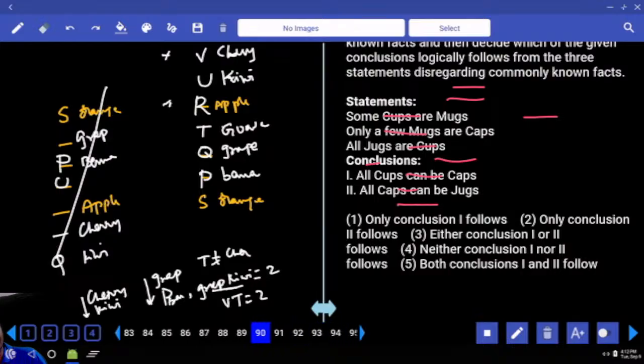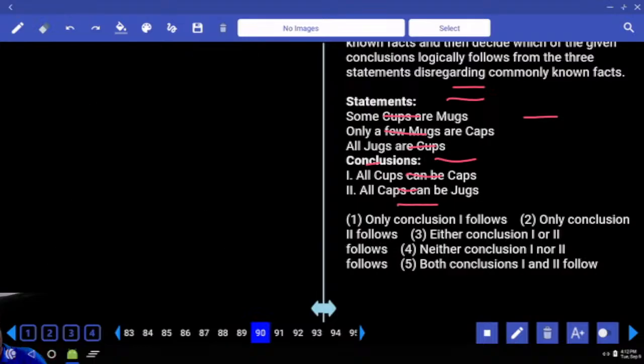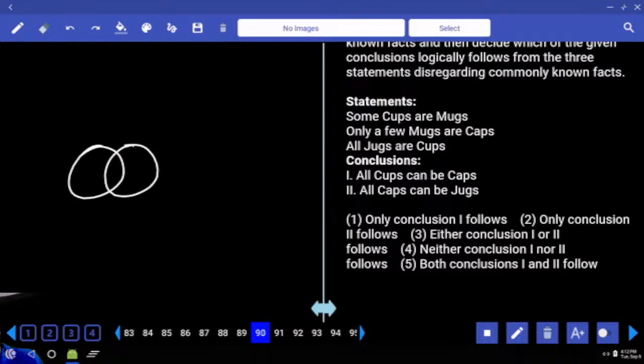Now in this syllogisms, question number 90. Some cups are mugs. Some of the cups are what? Mugs. Cup is here, mug is here. Now cup and a mug. And only a few mugs are caps. Only some of the mugs are caps but not all. Only some mugs but not all. Entire mug cannot be part of cap.